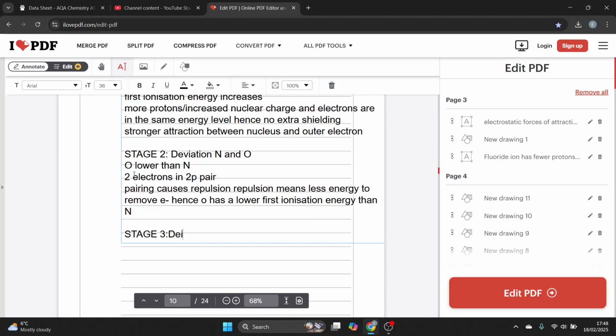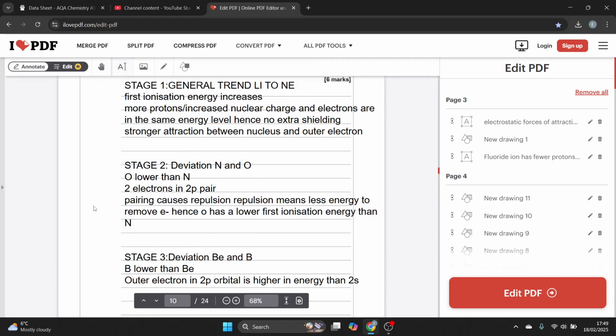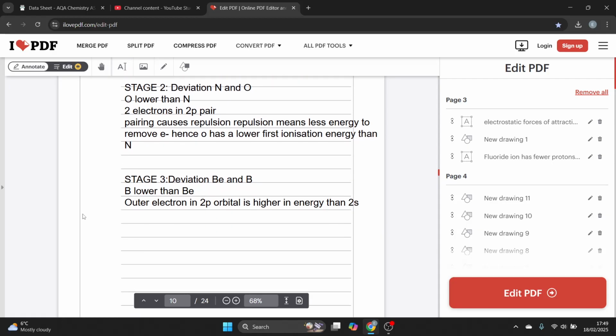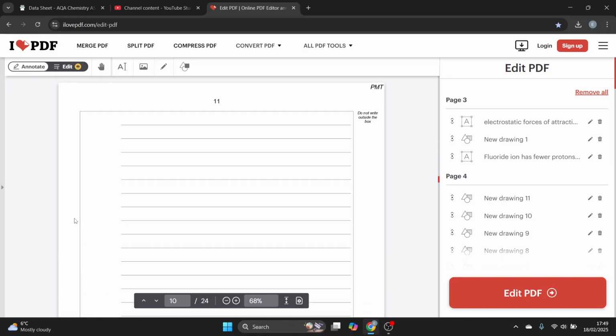Stage 3, another deviation, beryllium and boron. Boron is lower than beryllium. The outer electron in 2p orbital is higher in energy than 2s, therefore it's got more shielding, atomic radius, therefore boron is going to have a lower first ionization energy than beryllium.